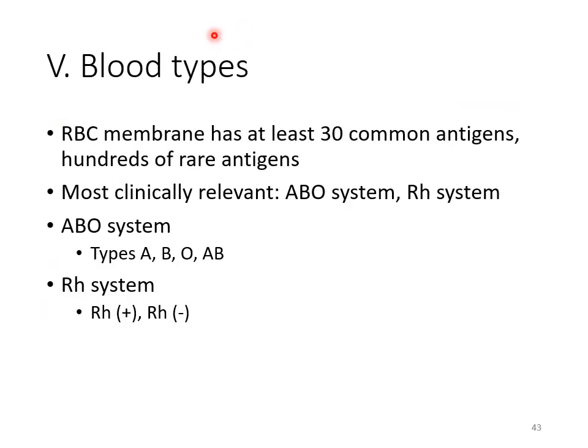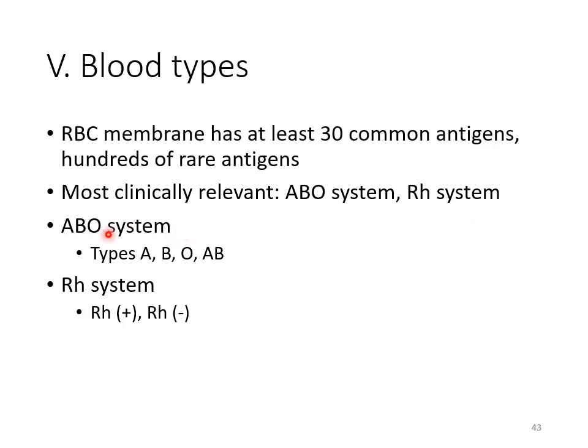Now let's explore another clinically relevant topic, your blood types. So what's the basis for the different blood types? So the RBC cell membrane has at least 30 common antigens and hundreds of rare antigens. So that mix of antigens on the membrane of the RBC, that is what determines your blood type. So there are actually several different ways, several different blood type systems, okay? Several different ways to classify the RBC based on blood type. But the most clinically relevant blood types or the blood groups would be the ABO system and the RH system.